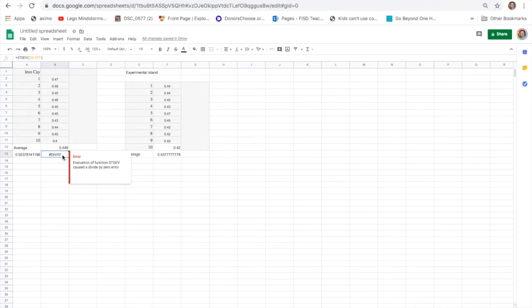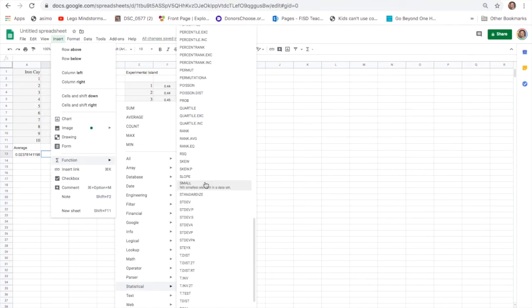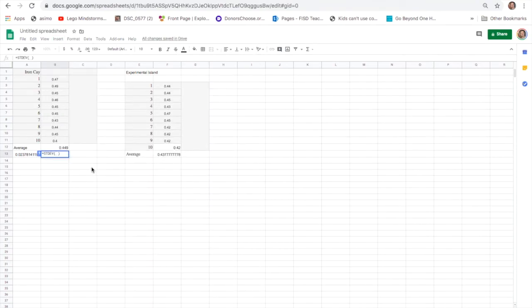Didn't like that. I put it in the wrong location. I'm going to go back to statistical, standard deviation. We're going to do again B2 to B11. Here I want to call this standard deviation. And please be sure to share this spreadsheet with me.